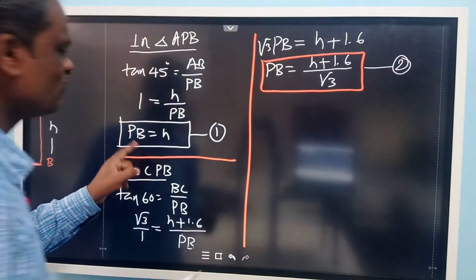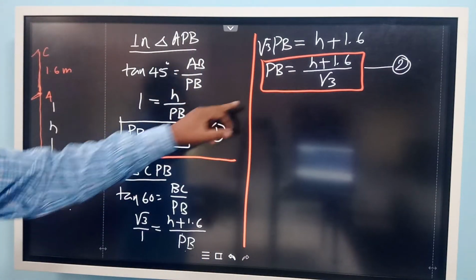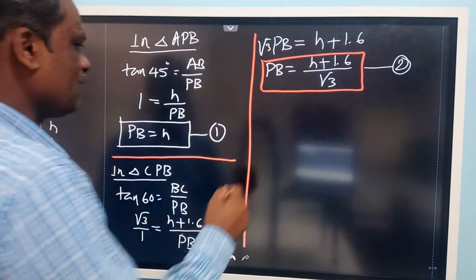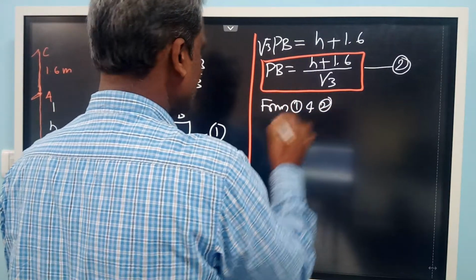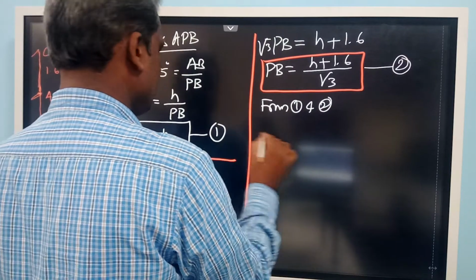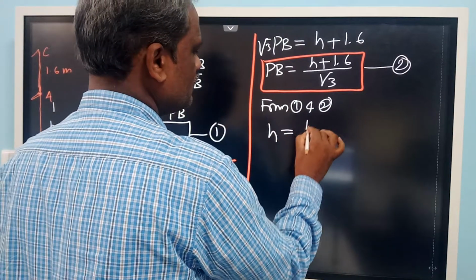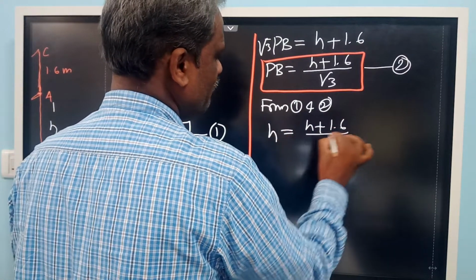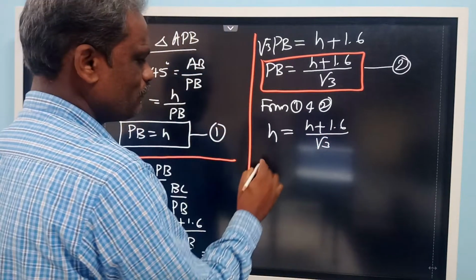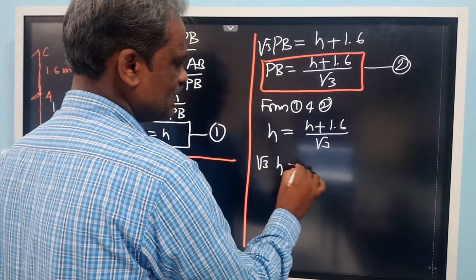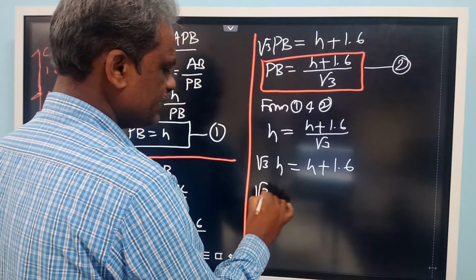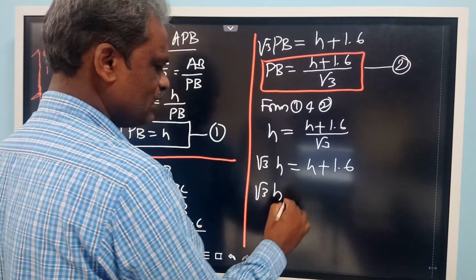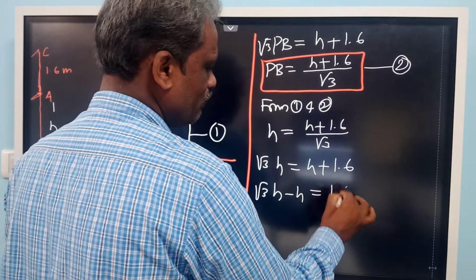Now compare this 1 and 2. 1 is also PB, 2 is also PB, both are equal. So therefore from 1 and 2, I can write H is equal to (H plus 1.6) divided by root 3. Cross multiply: root 3 times H is equal to H plus 1.6. So root 3 H, transfer H to the left side, minus H is equal to 1.6.